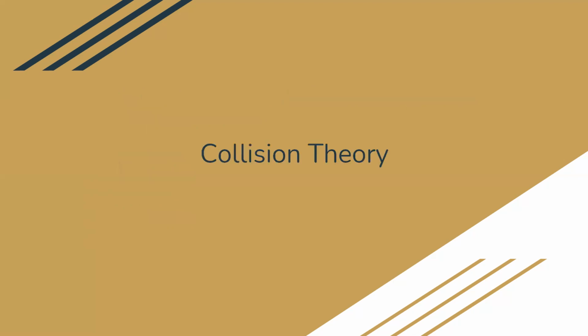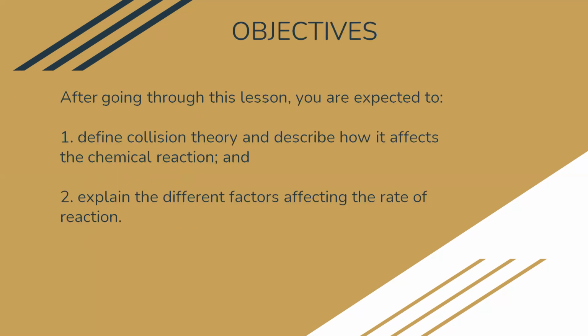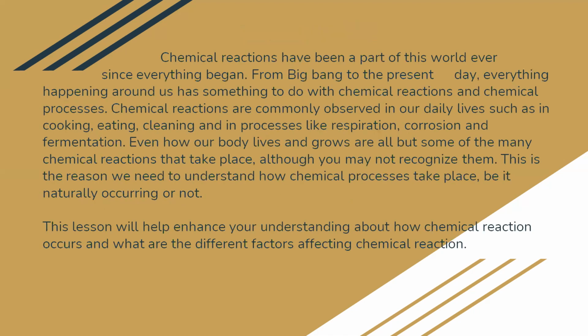Now, our topic for today is collision theory. For objectives, number one, define collision theory and describe how it affects the chemical reaction and explain the different factors affecting the rate of reaction. Chemical reactions have been a part of this world ever since everything began. From Big Bang to present day, everything happening around us has something to do with chemical reactions and chemical processes.